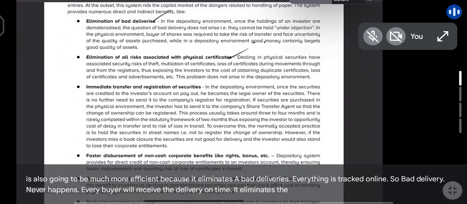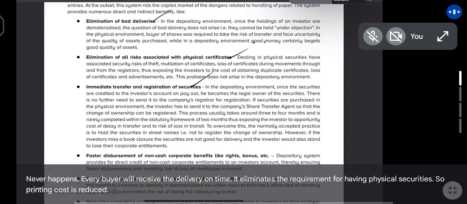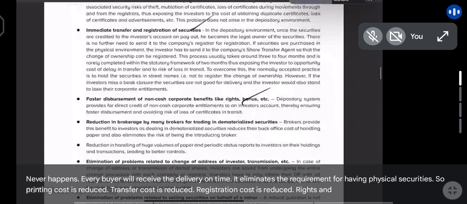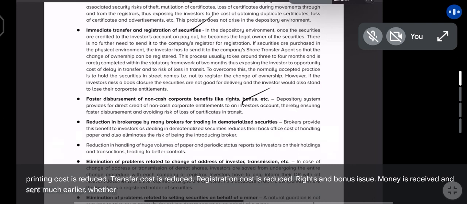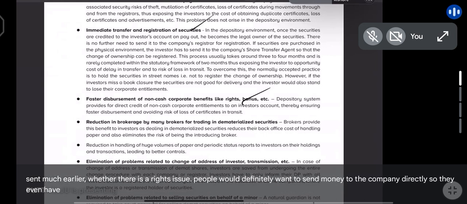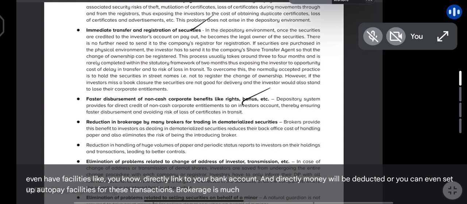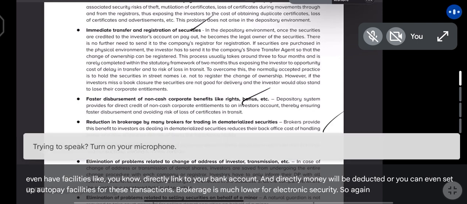It eliminates the requirement for having physical securities, so printing cost is reduced, transfer cost is reduced, registration cost is reduced, and rights and bonus issue money is received and sent much earlier. Whether there's a rights issue, people would definitely want to send money to the company directly. So they even have facilities like UPI to directly link to your bank account, and directly money will be deducted, or you can even set up auto pay facility for these transactions. Brokerage is much lower for electronic securities, so again saving cost.